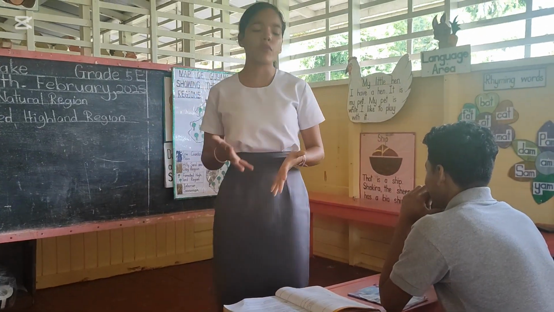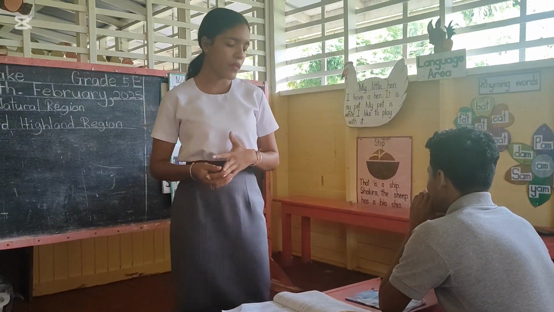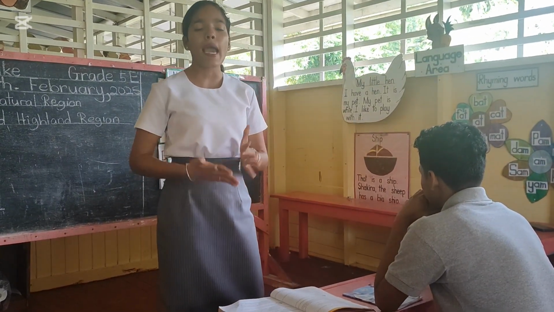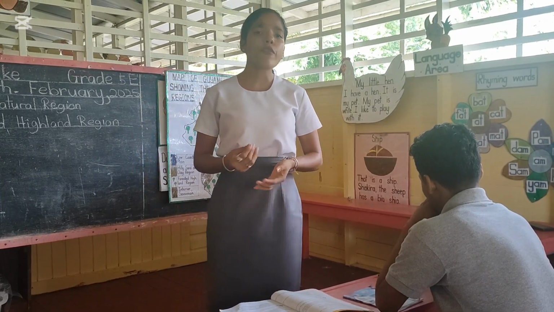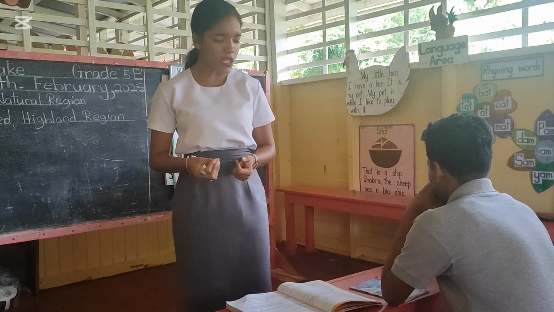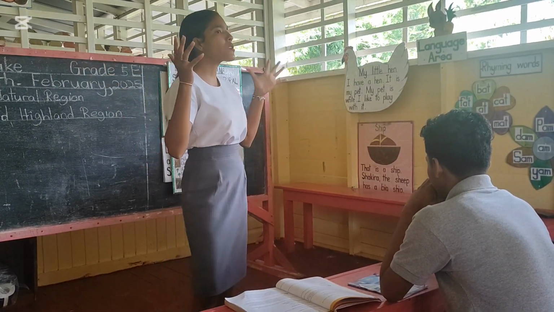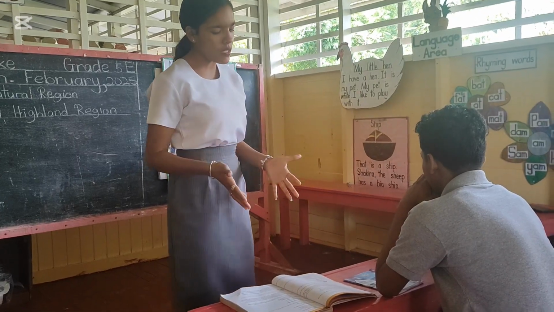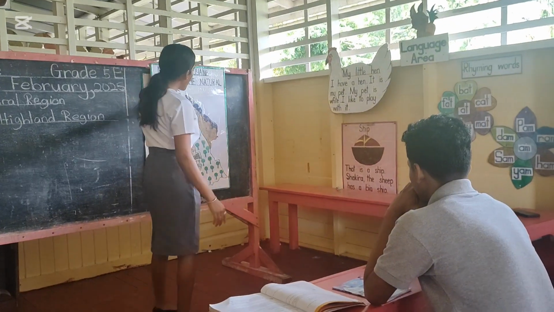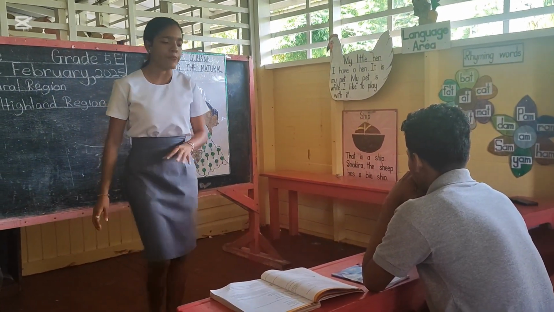Now the forested highland region covers about 75% of Guyana. Today we will be looking at the main features of the forested highland region. It is mountainous, consisting of several mountain ranges, and is covered with forests. Despite having mountain ranges, it also has forests. It stretches from north to south, so from the top of Guyana straight down to the bottom is the highland region.